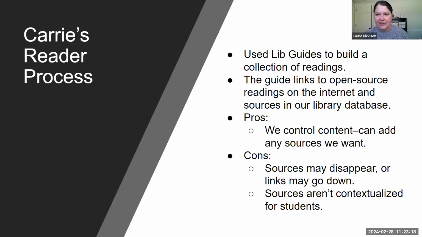So what we did at Wichita State is I use LibGuides, which is a common application that almost all libraries have access to, to build a collection of readings. We just linked out to either open source readings, free and available on the internet, or to readings available through our library, generally behind a paywall, but that students could access for free through our library services. This was a lot of magazine articles like The Atlantic, The New Yorker, but also op-eds published in places like the New York Times and The Washington Post, especially since we were specifically looking for short argumentative pieces.